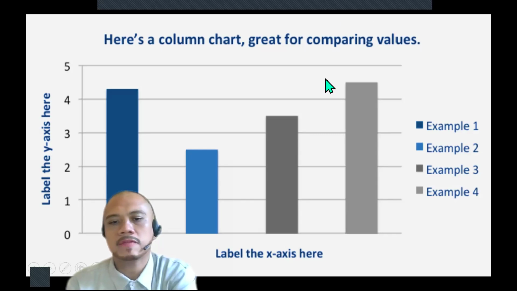If I'm going to compare values, I use column charts. As seen in here, example 1, 2, 3, 4, you can see which one is the shortest and that gray one is the tallest. So it's easier to see the comparison. So, for this one, you're going to be using this kind of column chart.